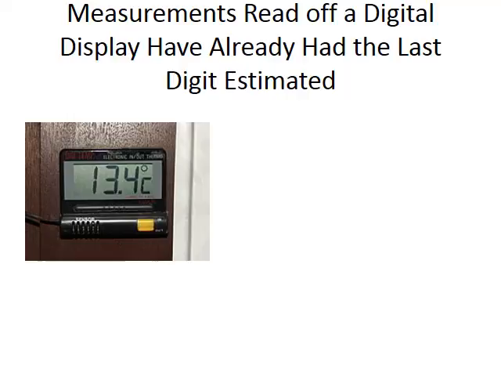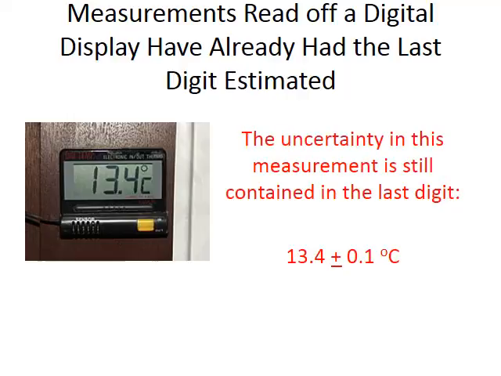That means that you don't have to add an extra place onto any of the measurements that you make for anything that comes with a digital display, like the balances that we use in our lab. Record exactly what the number is from the display, but understand that there is uncertainty associated with the last digit in that measurement. So for example, this 13.4 degrees Celsius measurement is actually 13.4 plus or minus 0.1 degrees Celsius. The uncertainty in this measurement is still there, even though you don't add that extra digit.